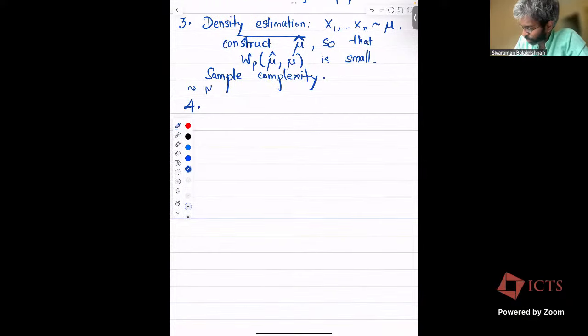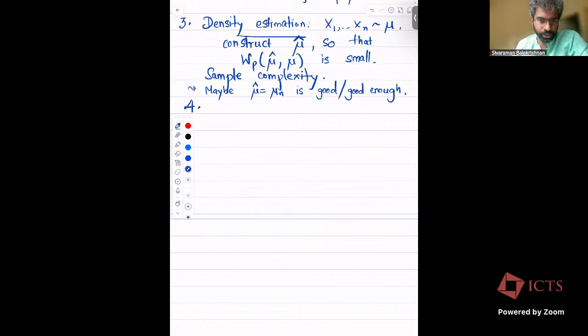Maybe the empirical measure mu n is good or good enough. And yes, indeed, this is one of the reasons why people like optimal transport: if I wanted to estimate a distribution in KL or TV, I inevitably have to make some smoothness assumption on the distribution, and I have to construct an estimator based on some sort of kernel smoothing or something like that, and those are maybe impractical.